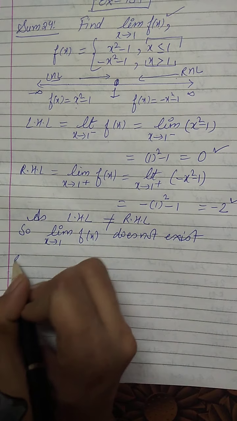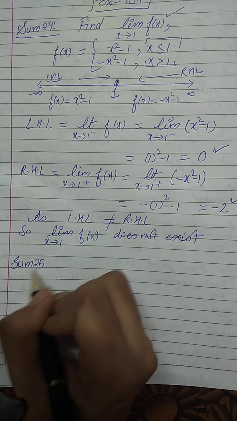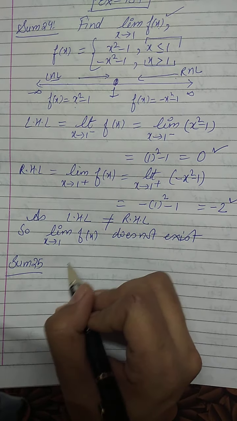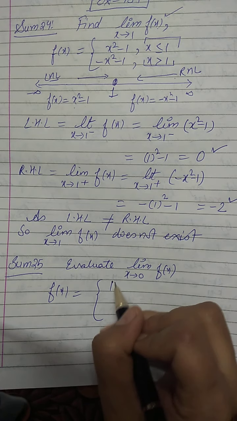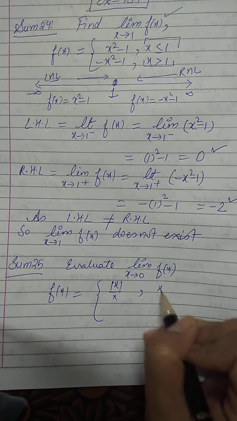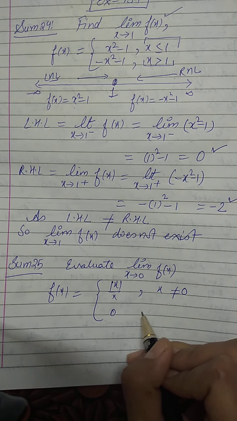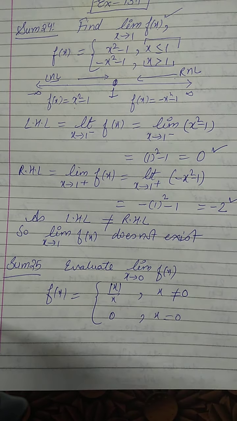Now we have sum number 25. In sum number 25, we have to evaluate the limit as x approaches 0 of f of x, where the function is given as mod x upon x for all x not equal to 0, and it takes the value 0 when x is equal to 0.